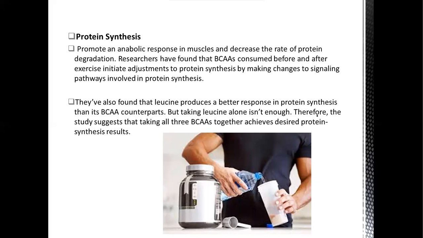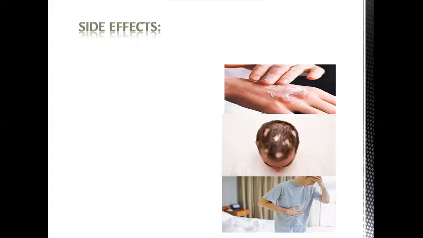BCAAs, which stand for branched-chain amino acids, consumed before and after exercise initiate the adjustment to protein synthesis by making changes to signaling pathways involved in protein synthesis. They have also found that leucine produced a better response in protein synthesis than its BCAA counterparts, but taking leucine alone is not enough. Therefore, studies suggest that taking all three BCAAs together achieves the desired protein results.